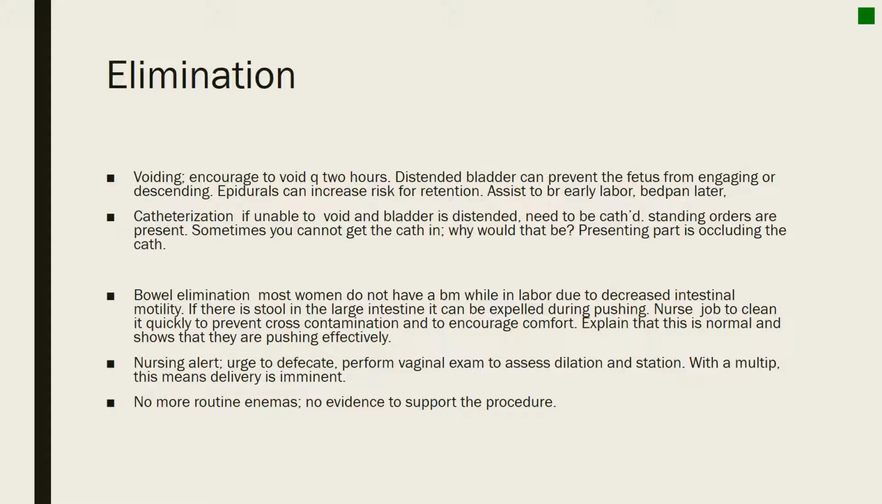Bowel elimination. Most women do not have a bowel movement while in labor due to decreased intestinal motility, but if there's a large amount of stool, that can prevent them from getting the baby into the canal. A nursing alert. If the woman states that she has an urge to defecate, we have to check them. We have to do a vaginal exam because she may be ready to deliver. Take her by her word, trust me. No more routine enemas. There's no evidence to support that procedure.